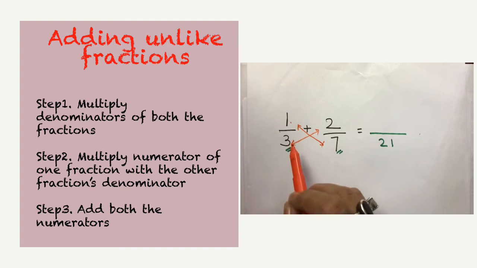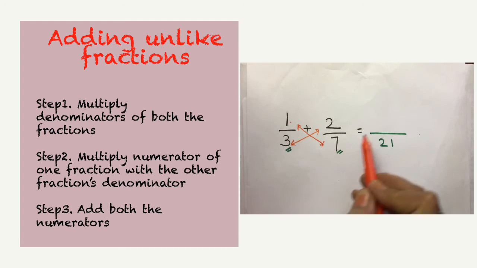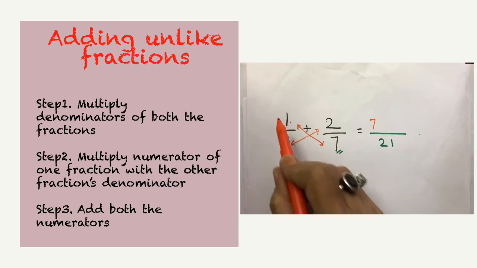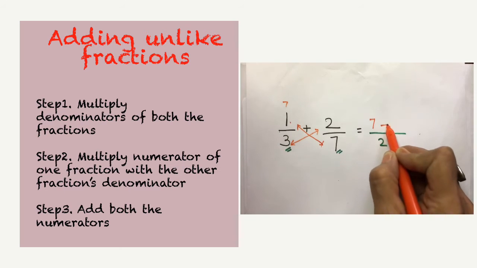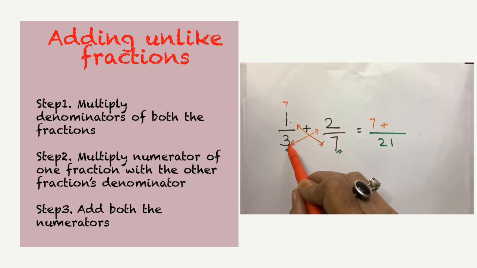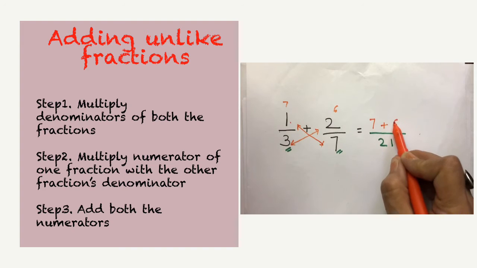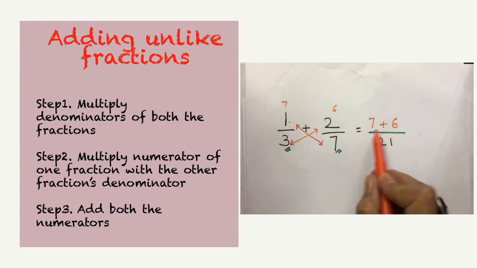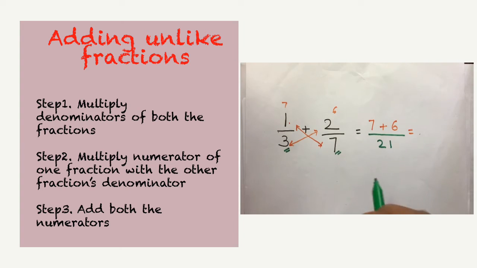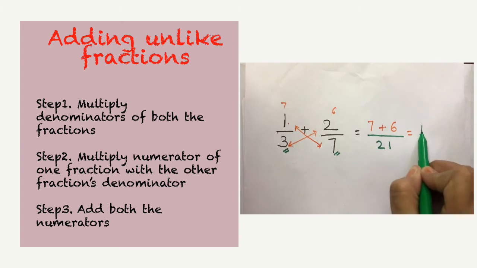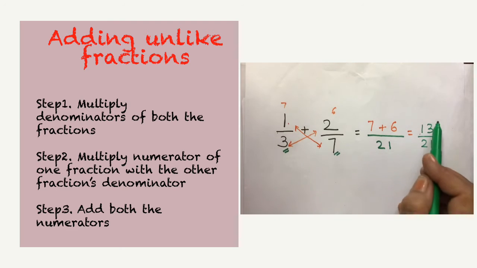So what is that? 1 into 7 will be 7. Okay, I'll write it here. Plus 2 into 3, that is 6. Now we will add both numbers. What does it give? 7 and 6 is 13, and in the denominator we already have 21. So this is the answer. Easy.